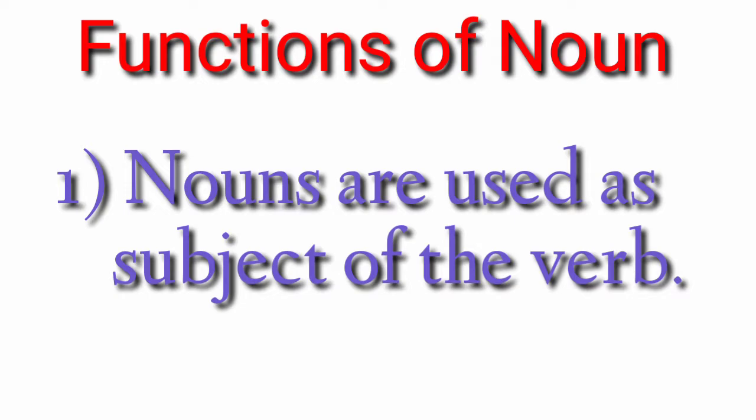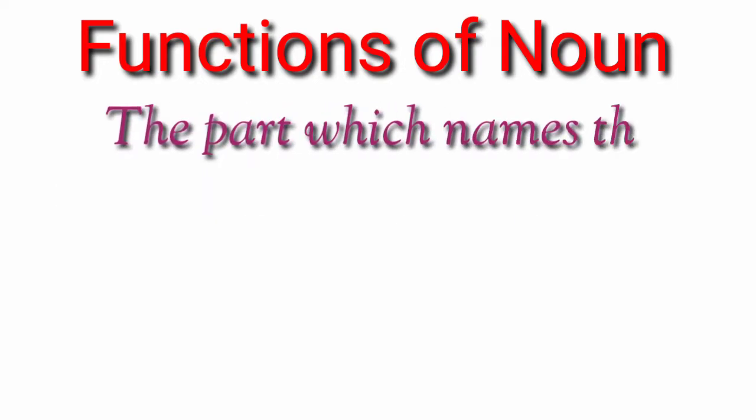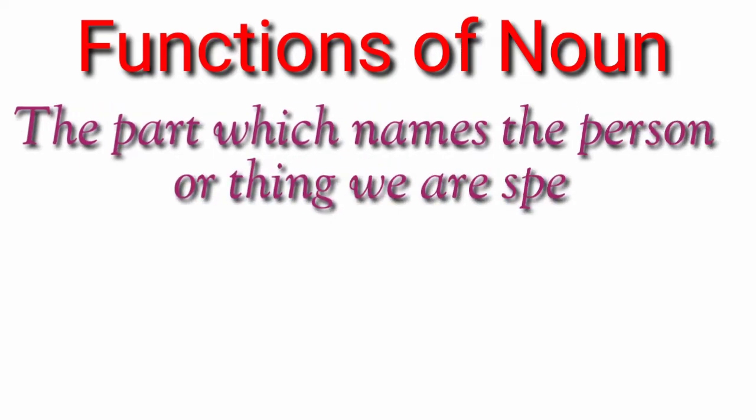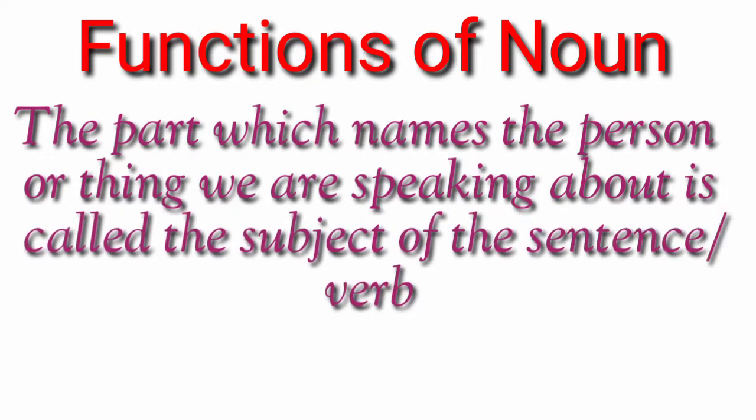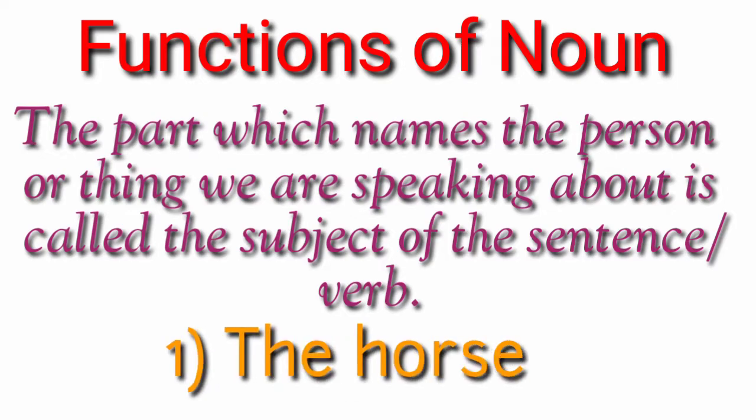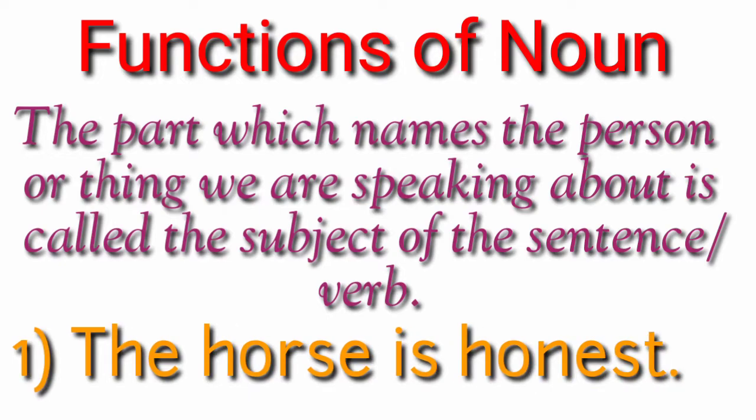First, we have to understand what the subject is. The part which names the person or thing we are speaking about is called the subject of the sentence. Then, let us see how the subject works in a sentence. Let us see, the horse is honest. In the given sentence, the horse is a noun and it is the subject of the verb is.